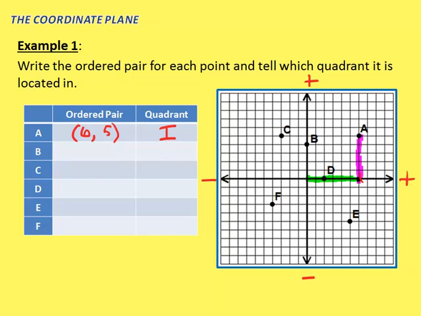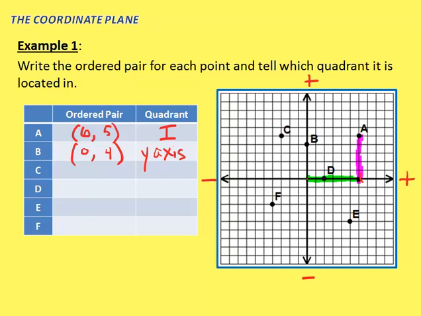Alright, let's do another one. Let's look at B. If I start at the origin, I go left and right none, because I'm just going to go up. So if I don't move left or right, the x coordinate is 0. The y coordinate, I'm going up 1, 2, 3, 4, so it's 4. And that's not in a quadrant, that's on the axis, so I would just say it's on the y-axis. Why don't you give C, D, E, and F a shot real quick on your own, and then we'll come back and talk about them.